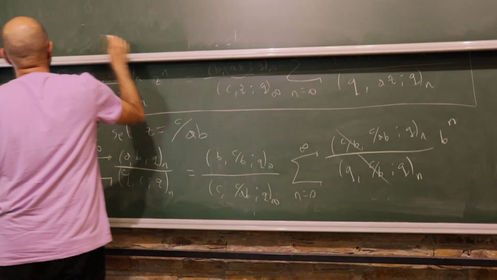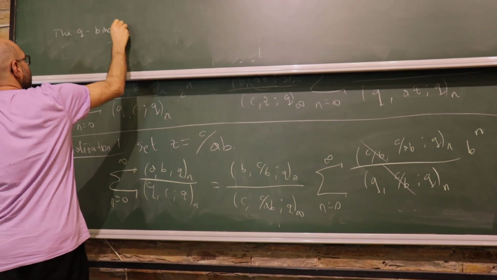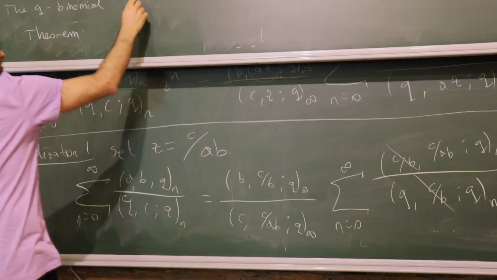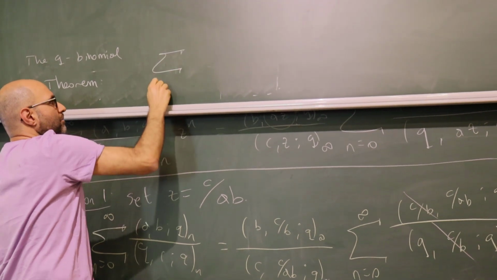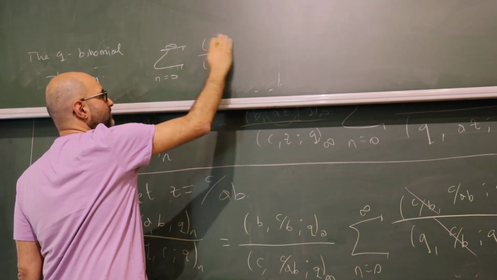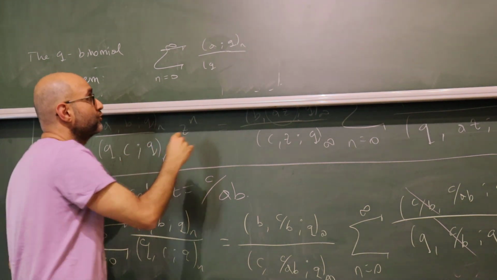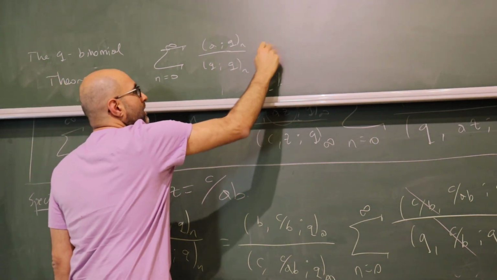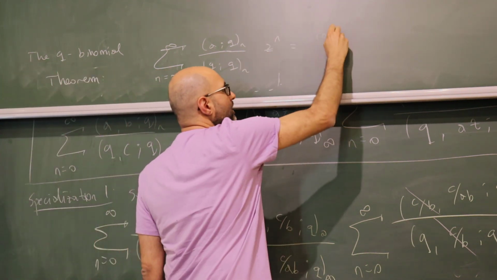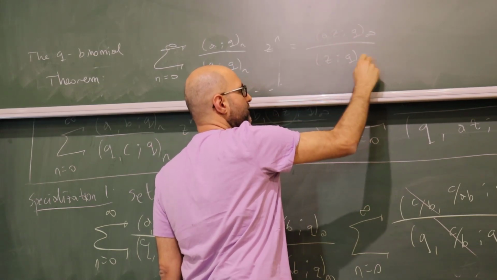Let's write it here. The Q Binomial Theorem: n running from 0 to infinity, a sub n divided by q sub n. Let's not forget the base because we'll be playing with the base in a minute too. Z to n. This is a quotient of two infinite products: A times z divided by z, q sub infinity.